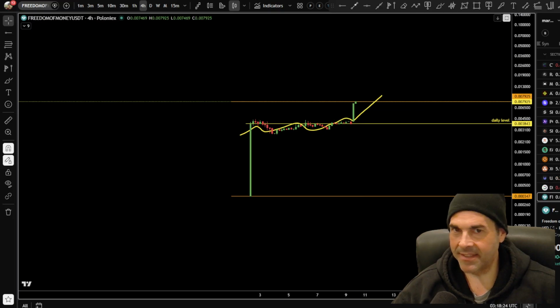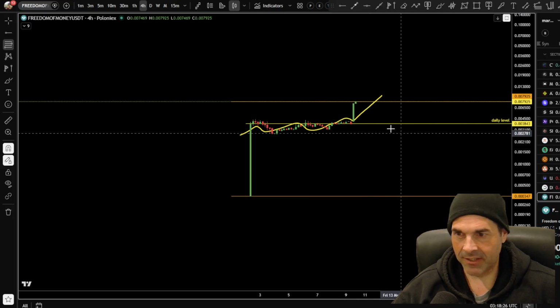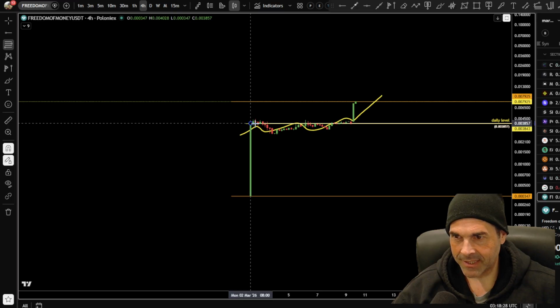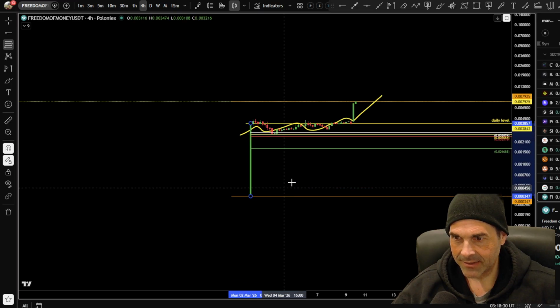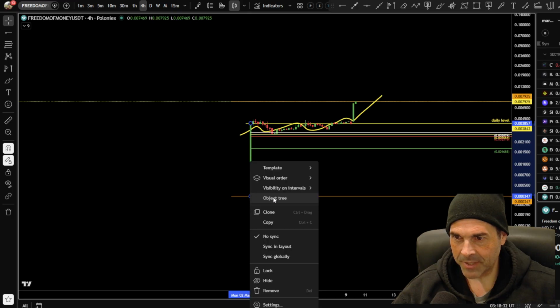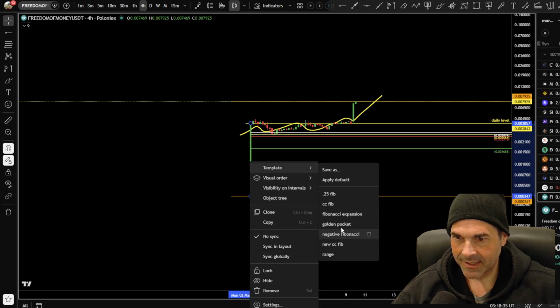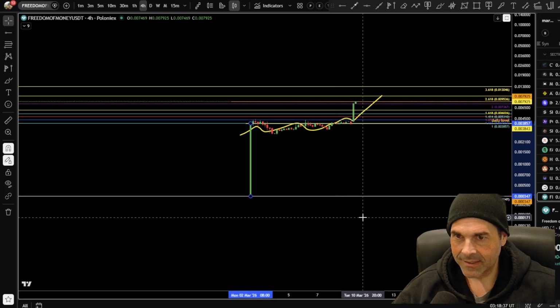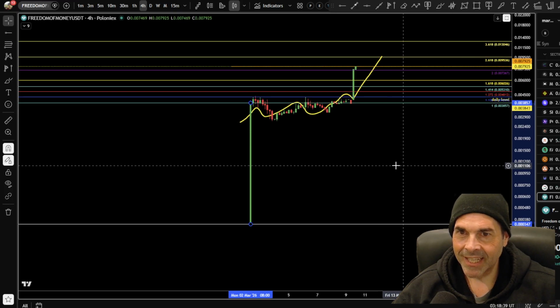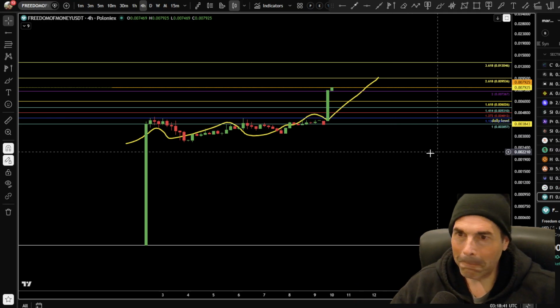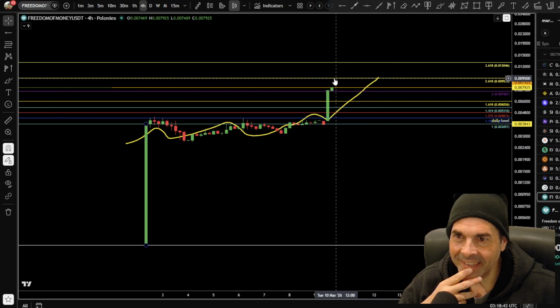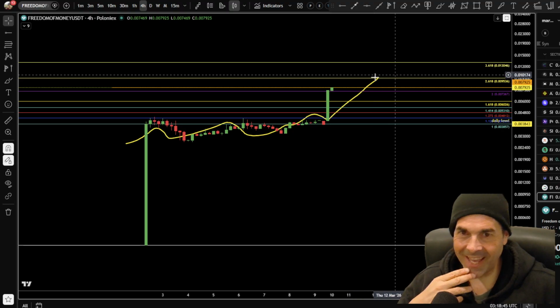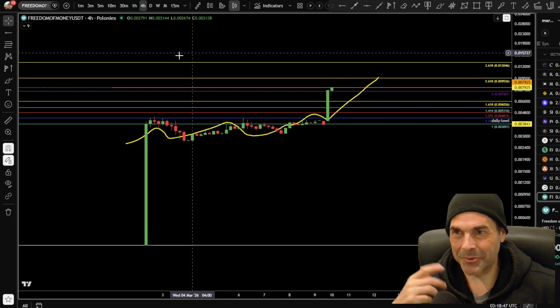I mean, how do you TA this thing? You just don't. What do we do, a Fibonacci extension from here? Fibonacci expansion, 2.618. I really don't know. Yeah. I really don't know.